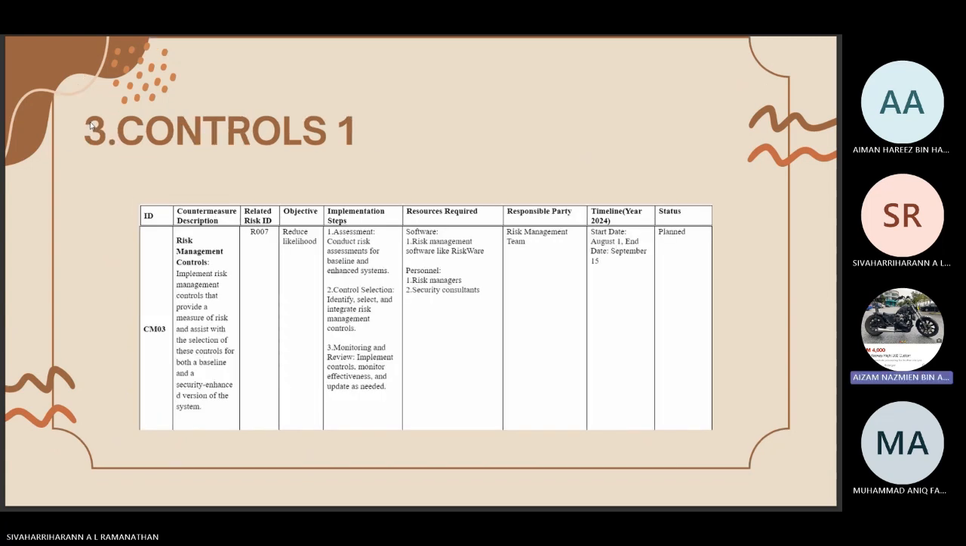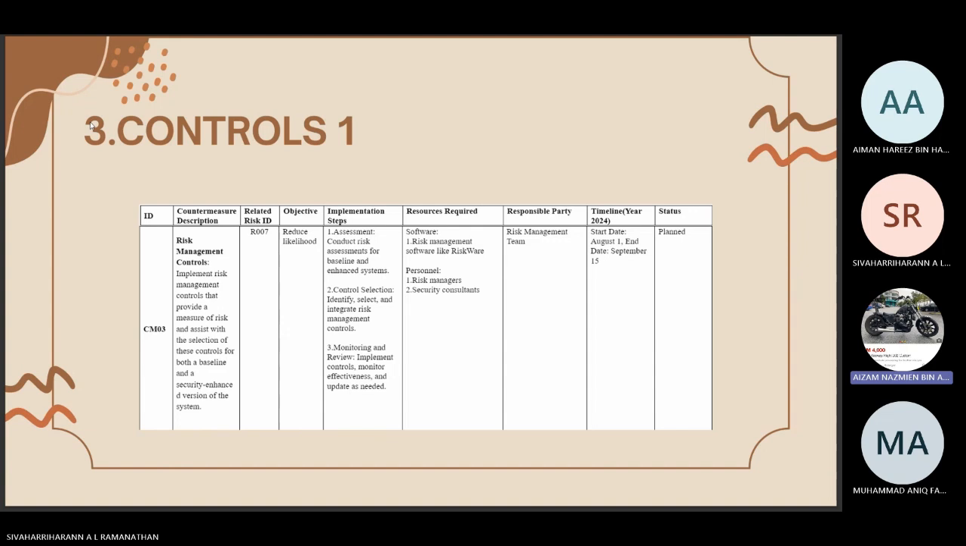We have controls. CM03 involves implementing risk management controls aimed at reducing the likelihood of risk identified under R07. This includes conducting risk assessments for both baseline and security enhanced versions of the system, selecting and integrating appropriate risk management controls, and establishing monitoring mechanisms to assess control effectiveness and make necessary updates. Required resources include risk management software such as Riskware and the involvement of risk managers, security consultants, and the risk management team.